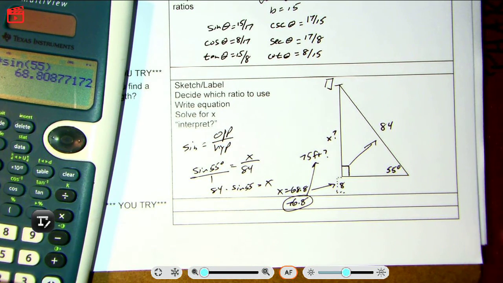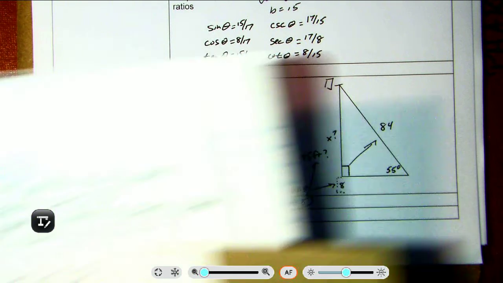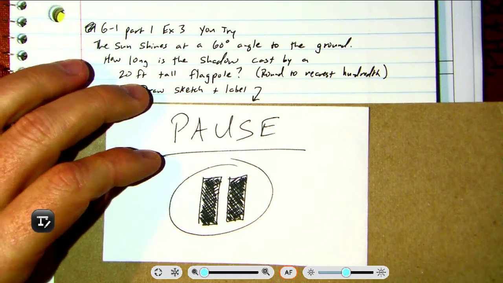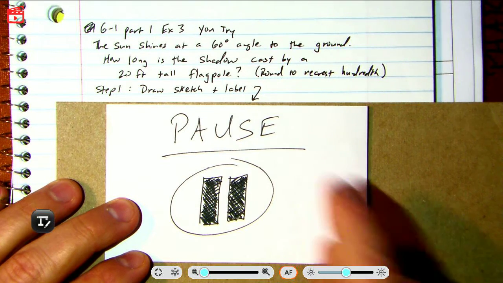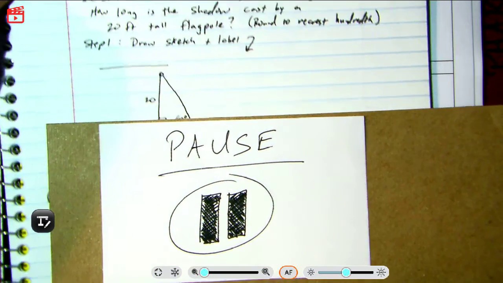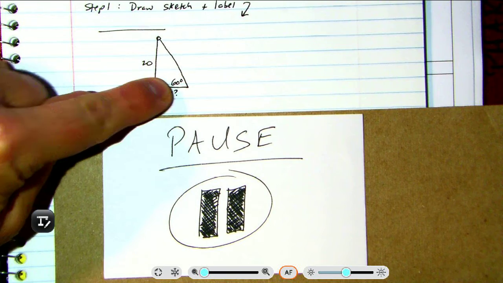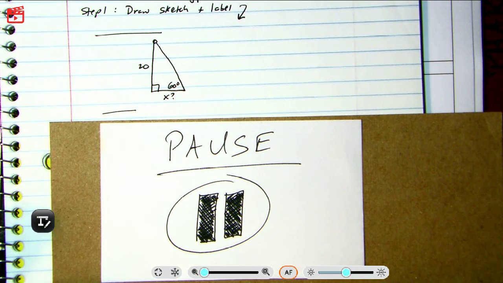Okay, the Try It they give you in the book is about the shadow cast by the sun angling at 60 degrees to the ground. So pause number 1, try to draw your own sketch and label it. Okay, you should have found a drawing something like that. The 60 degrees with the ground means that's where the angle is. All right, pause number 2, see if you can write an equation and solve for x right there.